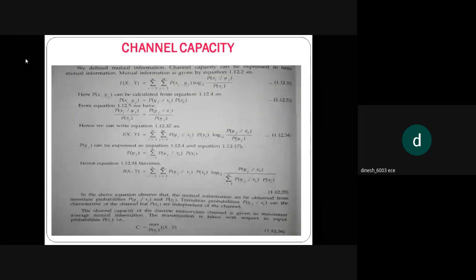Yeah, this is your discrete memoryless source extension. So far we have seen the binary symmetric channel. We are seeing mutual information, a discrete memoryless source extension. Next topic is channel capacity.